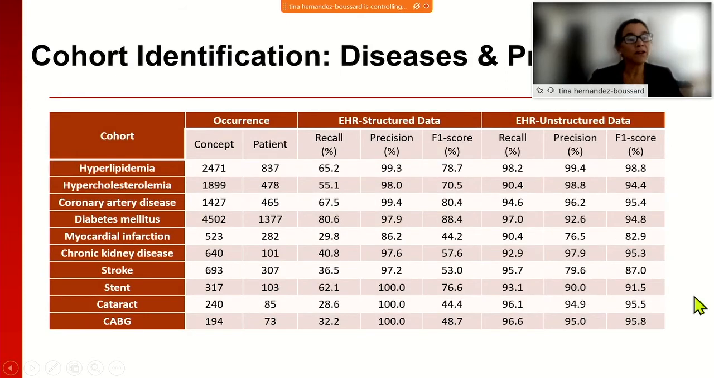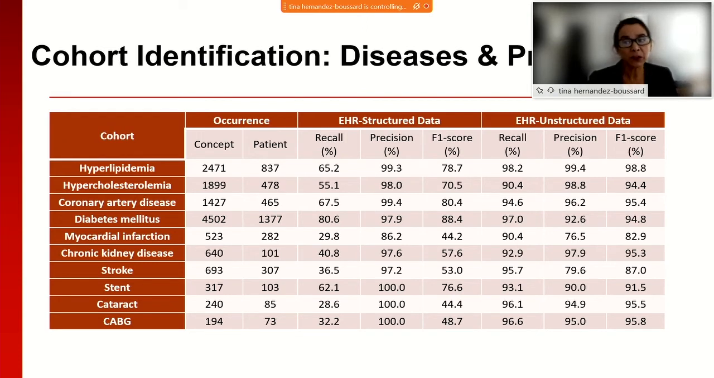And so what we found, this is a table of the diseases and procedures we identified. I don't want you to look at all of this information, but I think it's important to identify the overall theme that we found for this. So first we looked at diseases and procedures, and when you look at identifying hyperlipidemia, coronary artery disease, etc., we saw consistently that trying to capture this information in EHR structured data gave us very low recall but adequate precision.